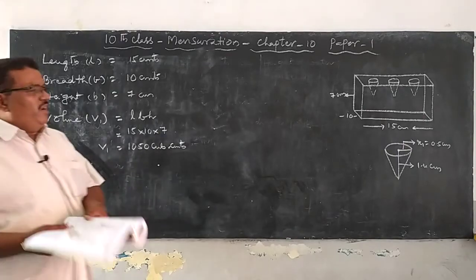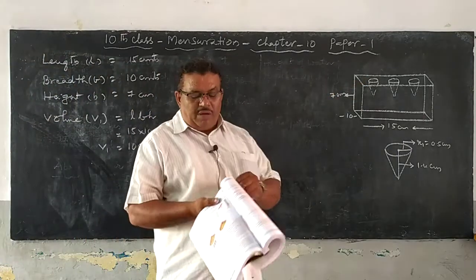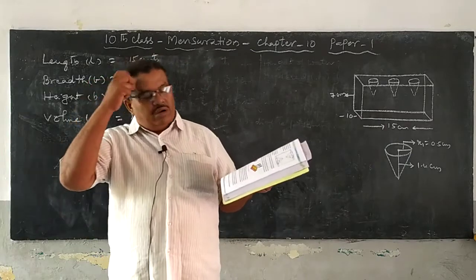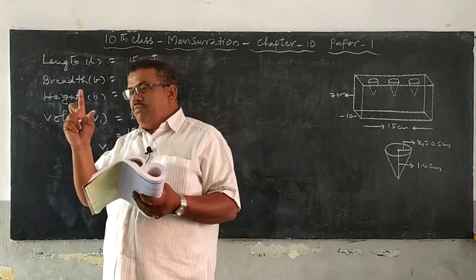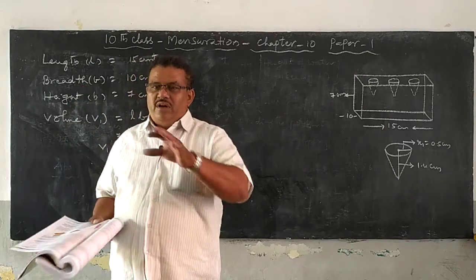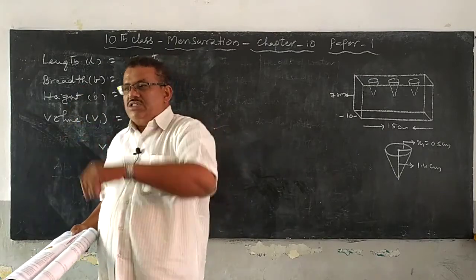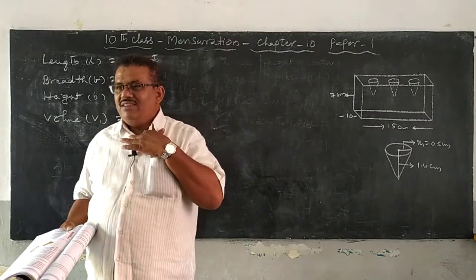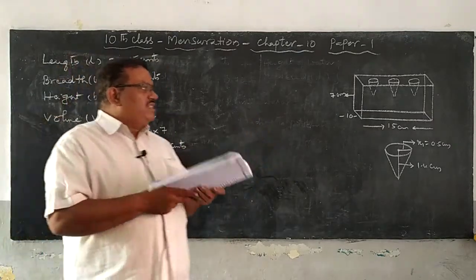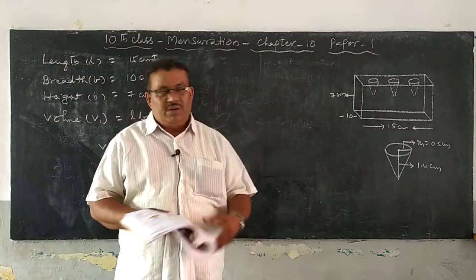So, 3 conical depressions are made to keep the pens. Nowadays this type of pen stand is not available. In olden days, this kind of pen stand was available on a doctor's table. Have you seen any? Pen stand. In olden days, doctors had this type of pen stand.